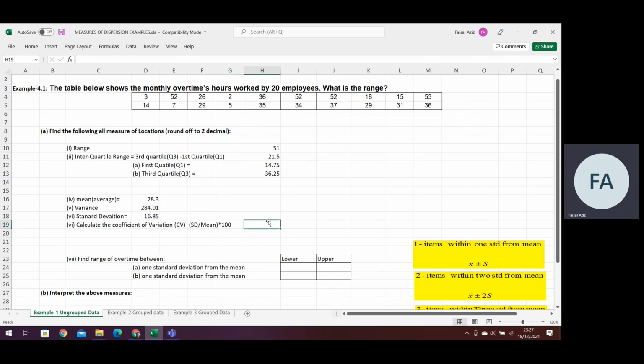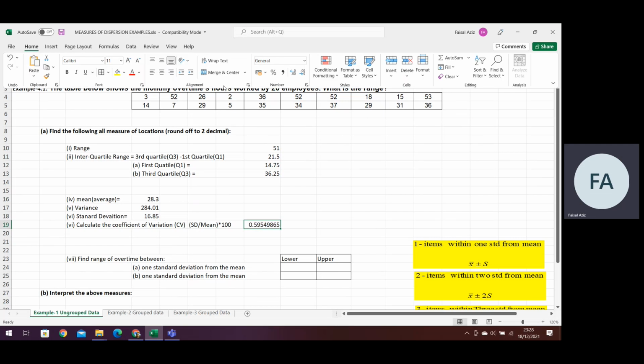So here I'm going to calculate equal sign standard deviation divided by mean. So mean is this 28.3, and we click enter, and then this will give us 0.5954. I can further multiply this number by 100 to convert it into a percentage, but instead of multiplying it by 100, I will select this option. You see this is a percentage sign. You click on it, and this number will be converted into a percentage. So the percentage we are having is 59.55.